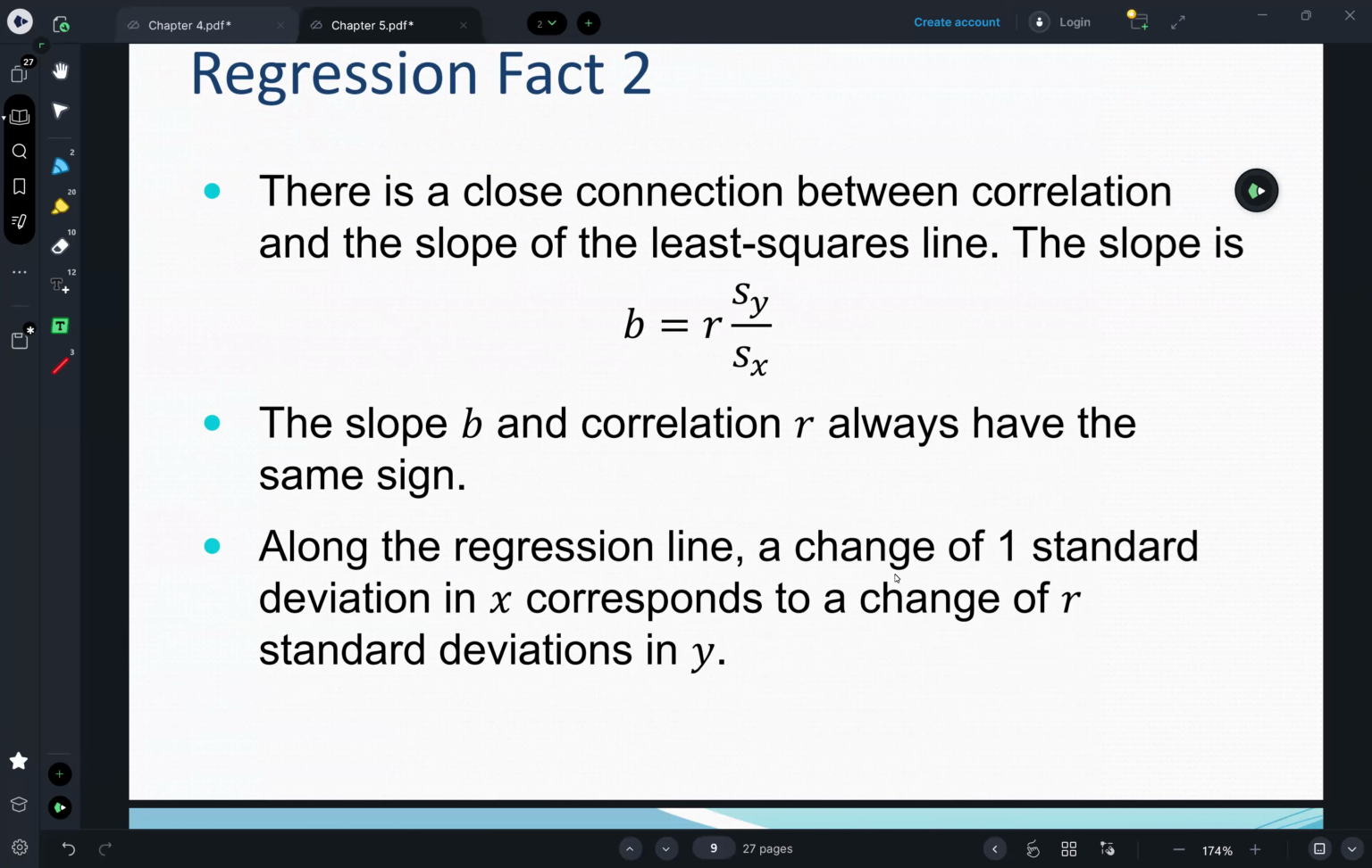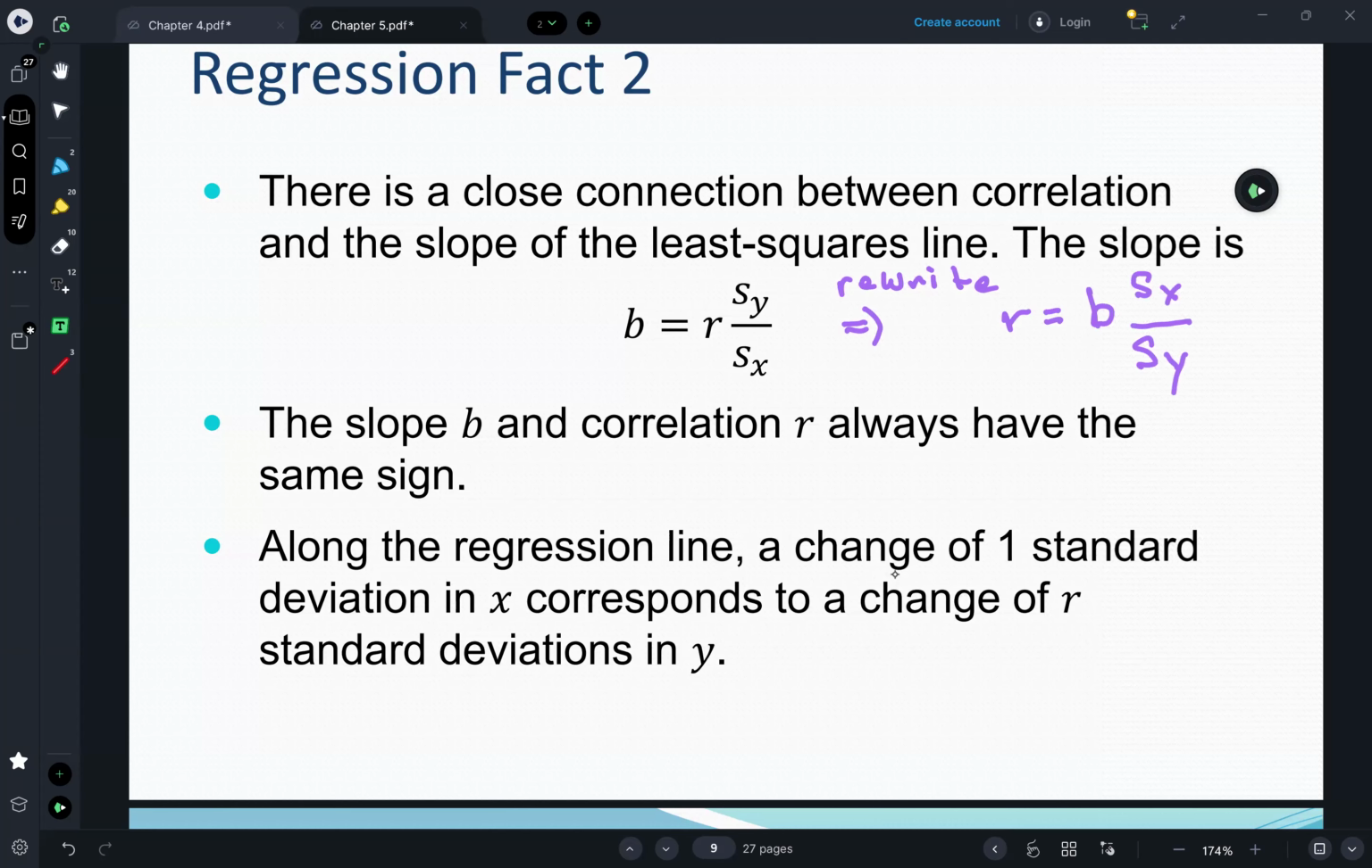So we could rewrite this as a function of r. The slope b is equal to r, the correlation, times the standard deviation of the y's divided by the standard deviation of the x's.